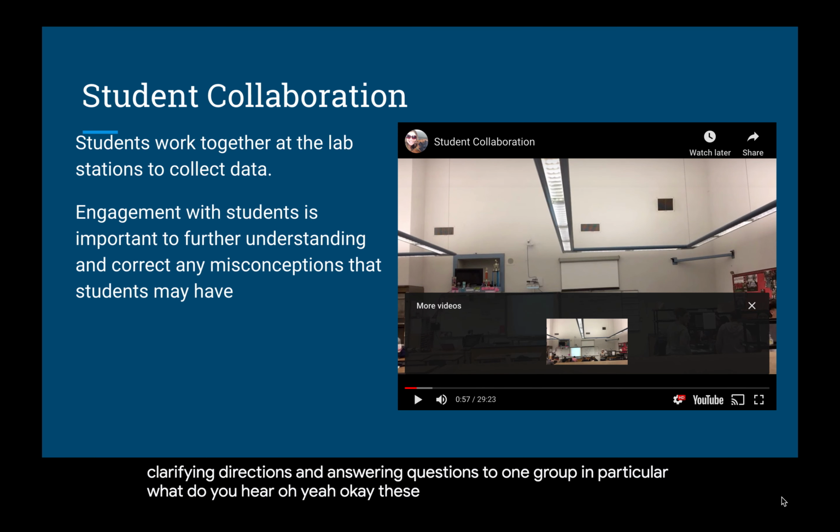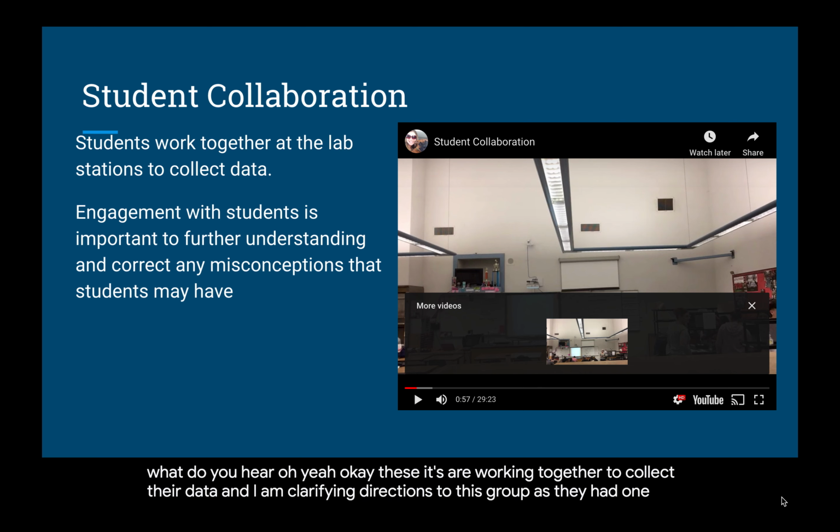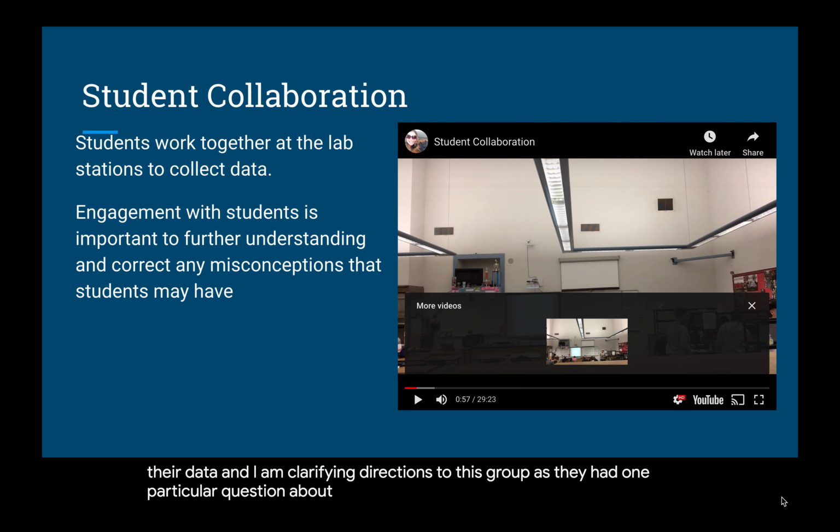These students are working together to collect their data, and I am clarifying directions to this group as they had one particular question about temperature.